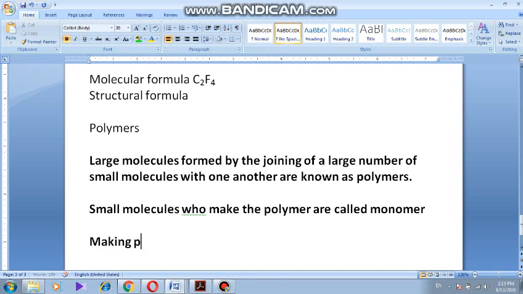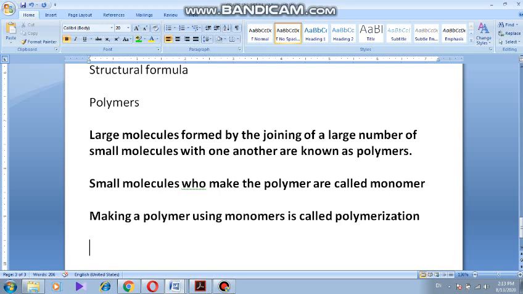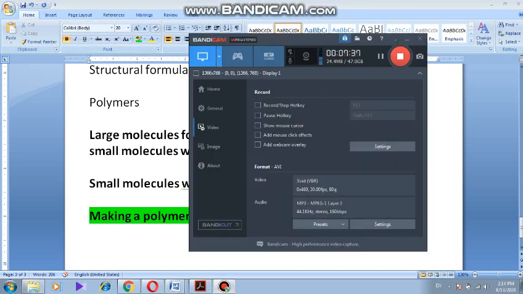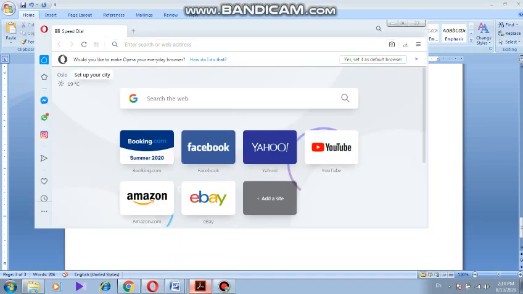Making a polymer using monomers is called polymerization. Okay, right. So you want to know these three words. You want to know the definition for polymer. You want to know the word called monomer. You want to know the word called polymerization. Clear? So these are the three words I am introducing in this lesson: polymer, monomer, and polymerization.